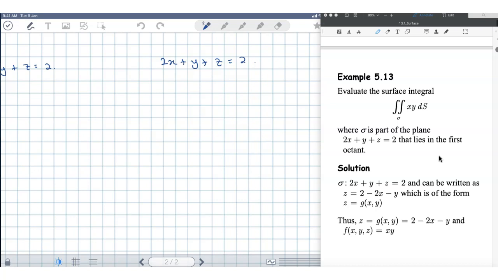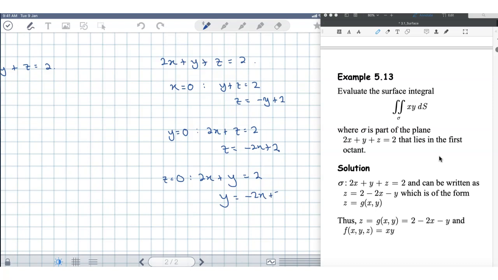So we set x equal to 0, so then we have y plus z equal to 2, and z is given by minus y plus 2. Then y equal to 0, then we have 2x plus z equal to 2, and z is minus 2x plus 2. And z equal to 0, so 2x plus y equal to 2, so y equal to minus 2x plus 2.